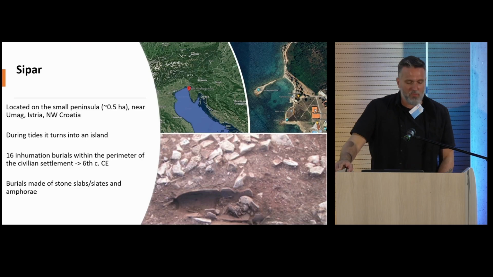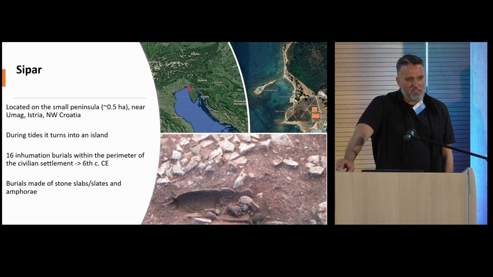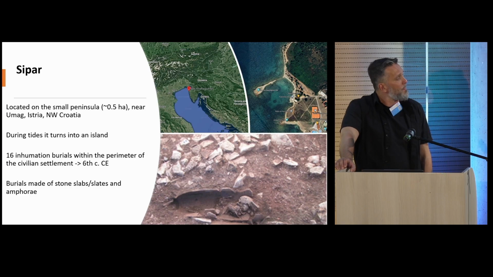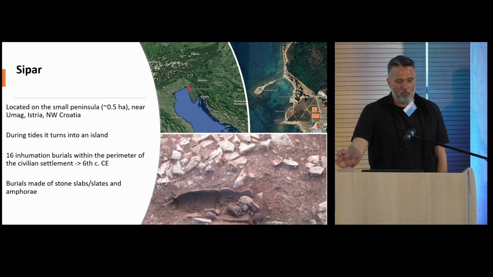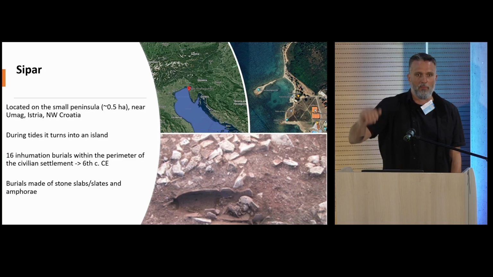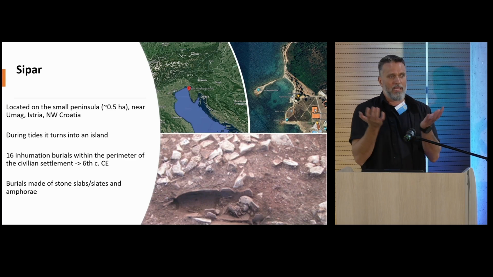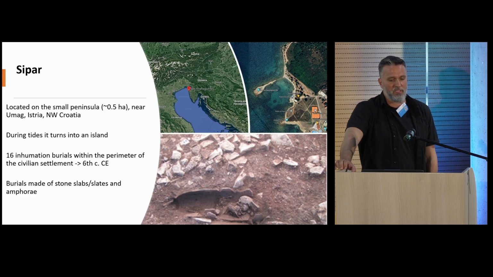So let's start with the first one, closest to the Roman empire heartland. This is the site of Sipar, ancient Saparum, known in historic sources from the 7th century CE. Today, the site is located on a small peninsula, about half an acre, near the modern town of Umag, on the westernmost tip of the peninsula of Histria. When the day is clear, you can see Venice from this site, and during tides it turns into an island. So it's very nicely a fortification and protective site.